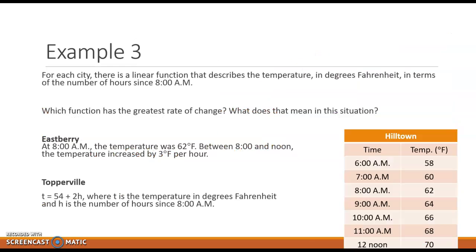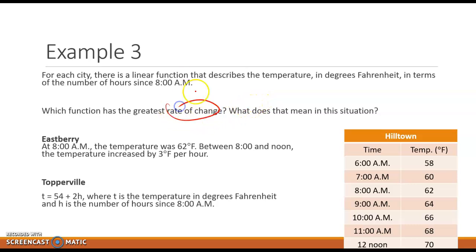All right. Next comparison. For each city, there's a linear function that describes the temperature in degrees Fahrenheit in terms of the number of hours since 8 a.m. Which function has the greatest rate of change, and what does that mean in this situation? So right now we've got Hilltown, Eastbury, and Topperville.